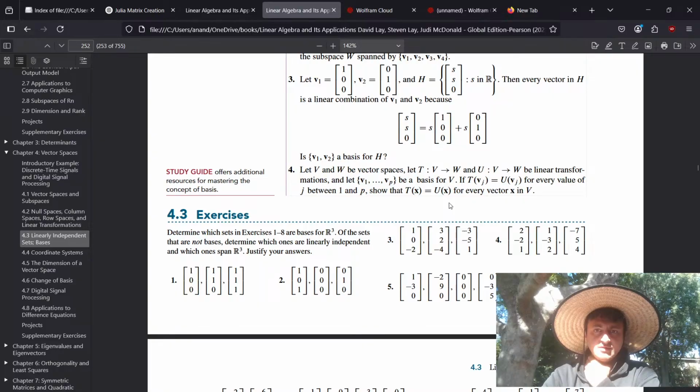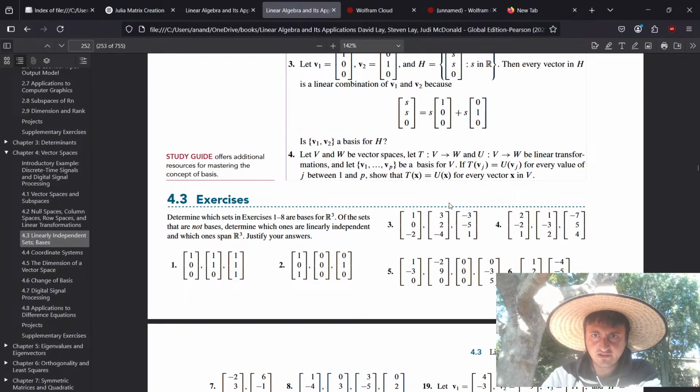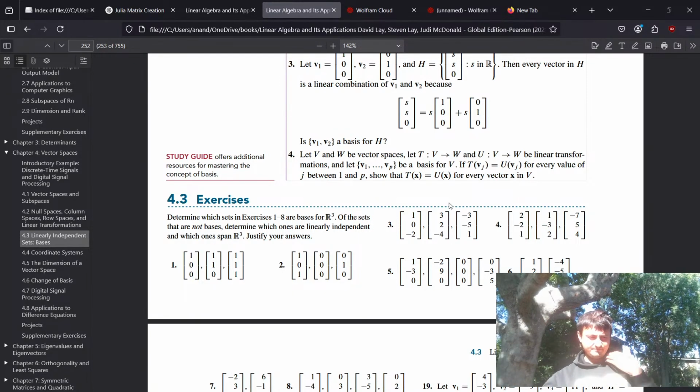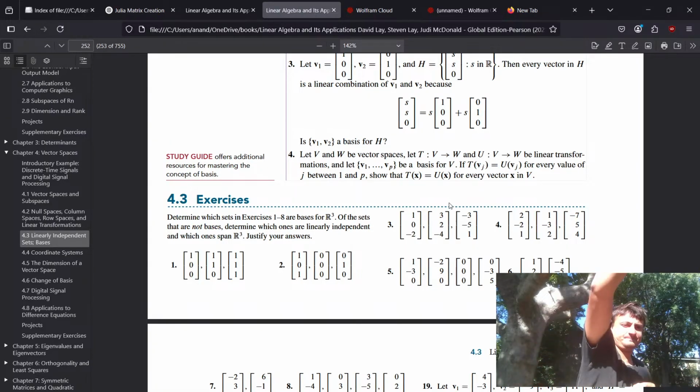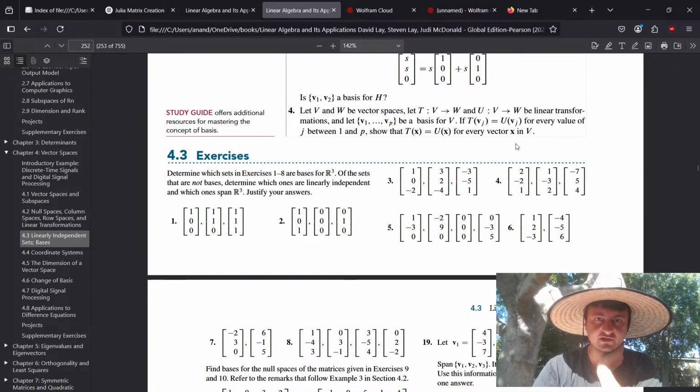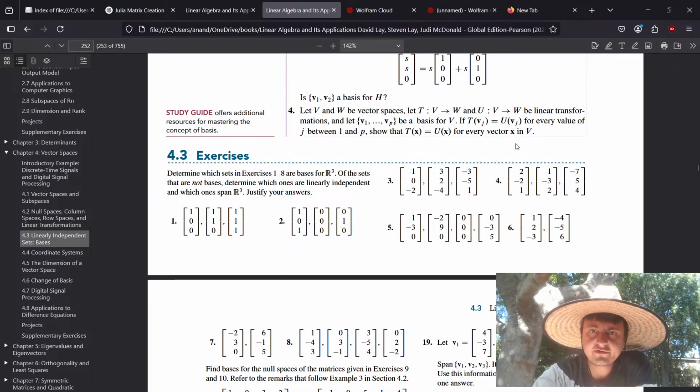Okay, so let V and W be vector spaces and let T from V to W and U from V to W be linear transformations. Let T and U be linear transformations, and let V1 through VP be a basis for V. If T Vj equals U Vj for every value of j between 1 and p, show that Tx is equal to Ux for every vector in V. All right, this one's really good.